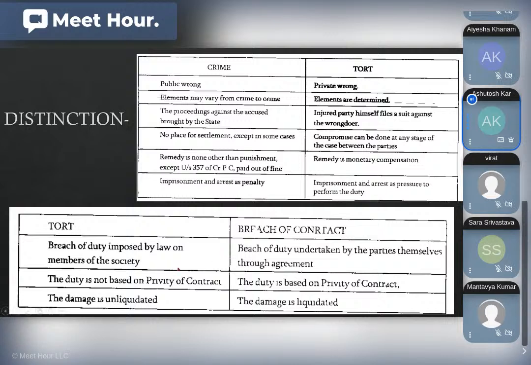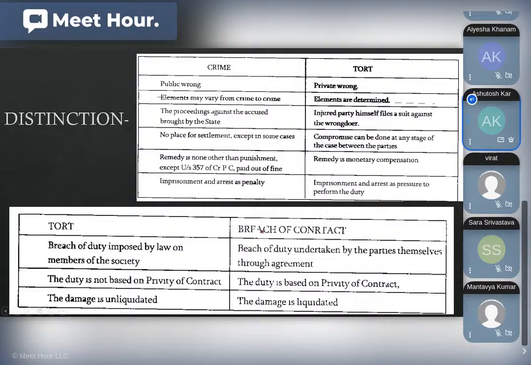जबकि इन टॉर्ट्स you cannot say कि अच्छा हम दोनों के बीच तो कोई contract था ही नहीं, he is a third party, he cannot file a case against me. No, that's not how it works, because the duty here is imposed by law and is not based on privity of contract. The damage in case of torts is unliquidated. Unliquidated का मतलब, I hope you remember, it has not been pre-decided. It's decided by the court or whatever jury in some other country based on the facts of the case.